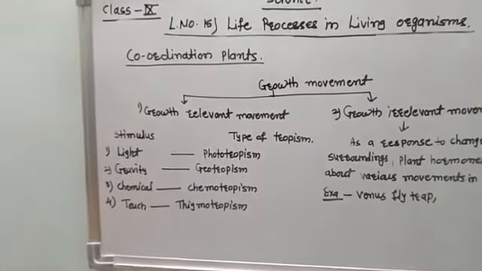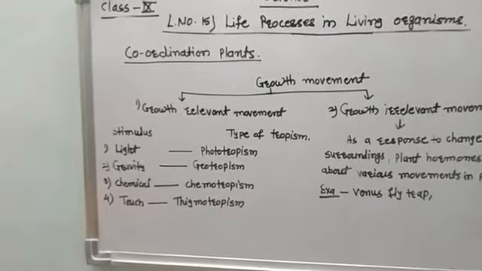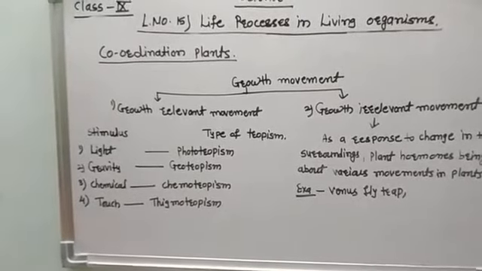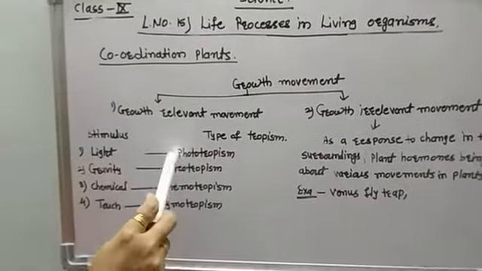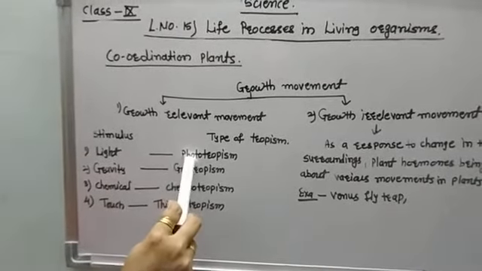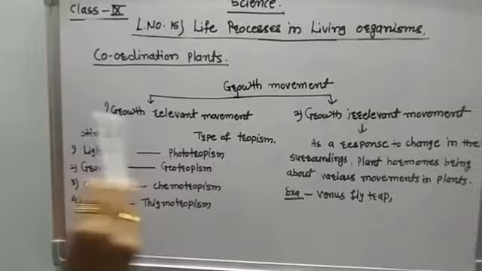That is called phototropism, because sunlight or light is the stimulus, and in the direction of that stimulus the plant shows growth, and such a type of movement is called phototropism.